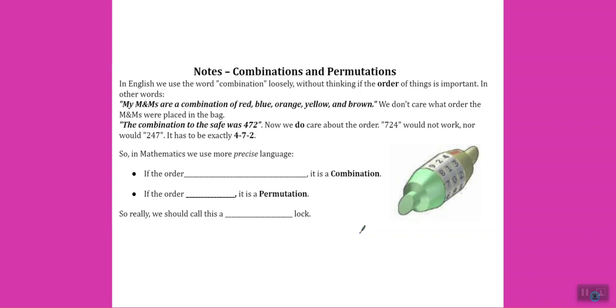So in mathematics, we use more precise language. If the order doesn't matter, it is a combination. If the order matters, it's a permutation. So really, this lock and the locks like on your lockers should be called a permutation lock, not a combination lock.